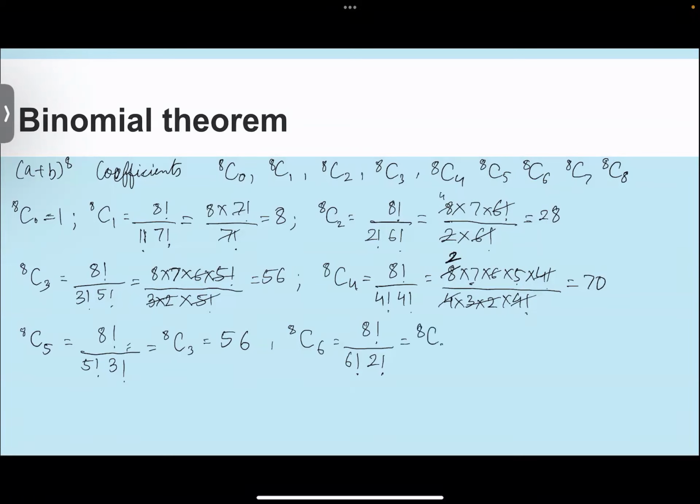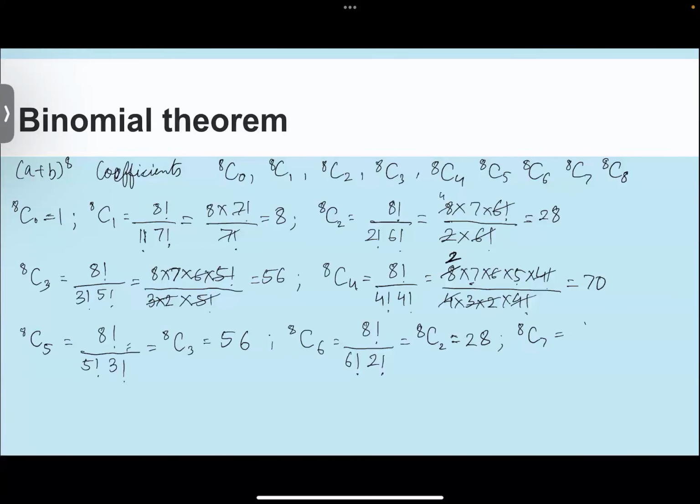Okay, you can see this is the same, and then this would become 28. And the next one would be 8C7. Okay, 8C7, and what you get is 8 factorial upon R factorial, 7 factorial, 8 minus 7 is 1 factorial. This is similar to your 8C1, and then again that becomes 8. And the last one, that is 8C8, is equal to 1.